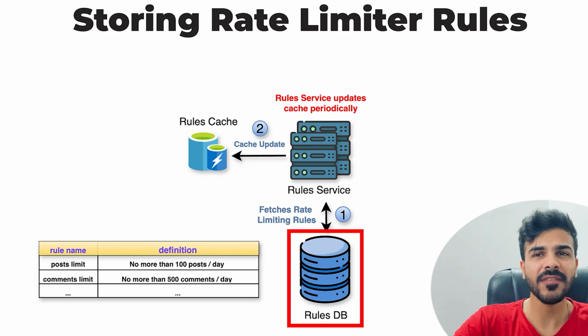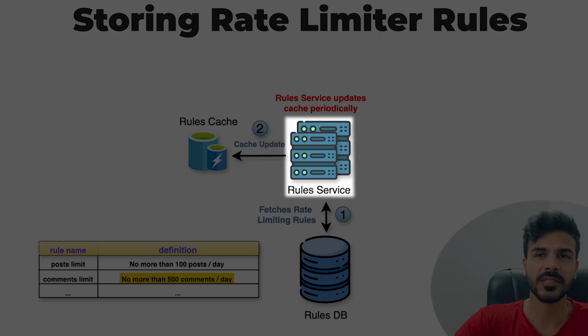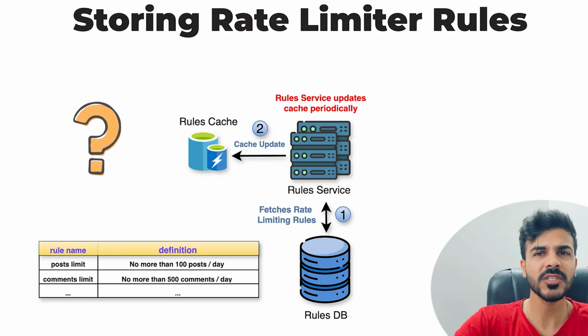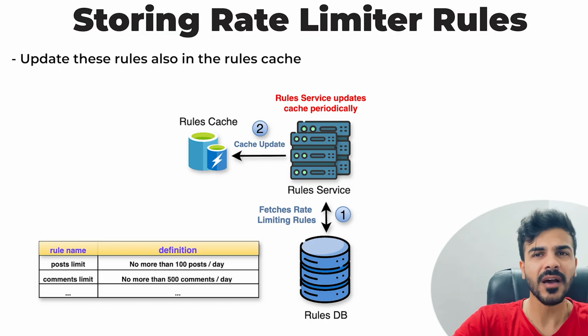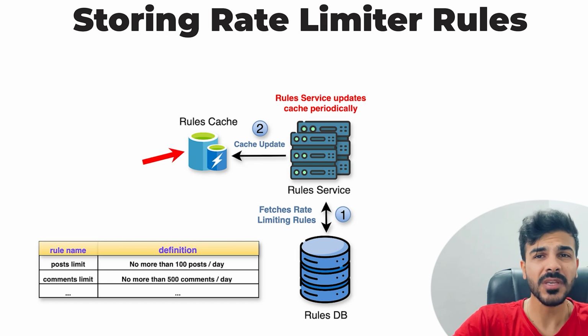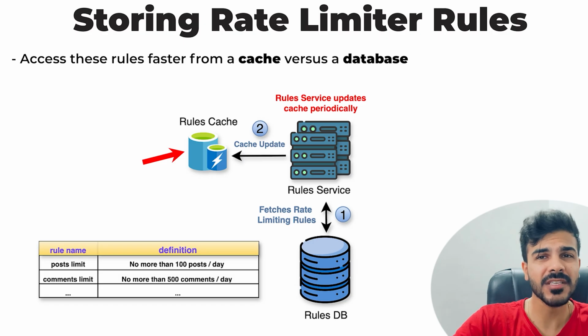Now we also have an associated rules service. What will this rules service do? It will just update these rules also in the rules cache, periodically. This is because we can access these rules faster from a cache versus a database.